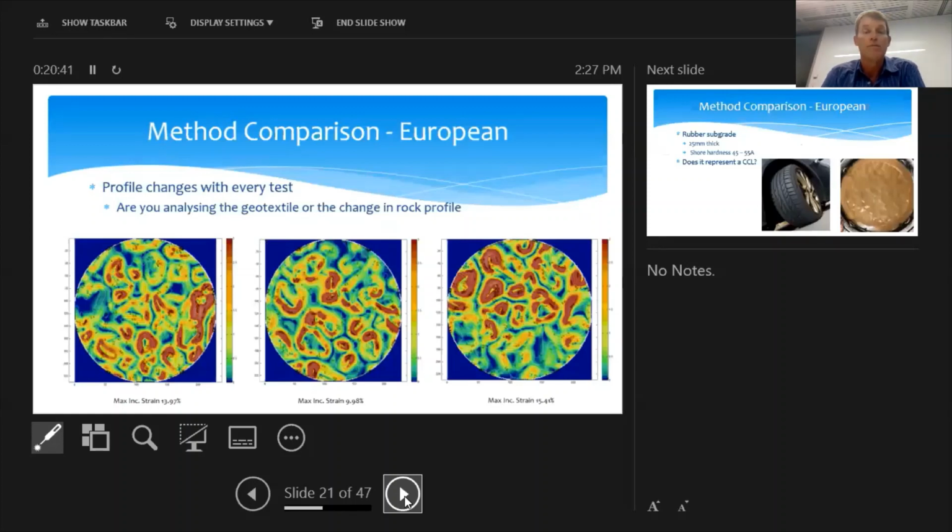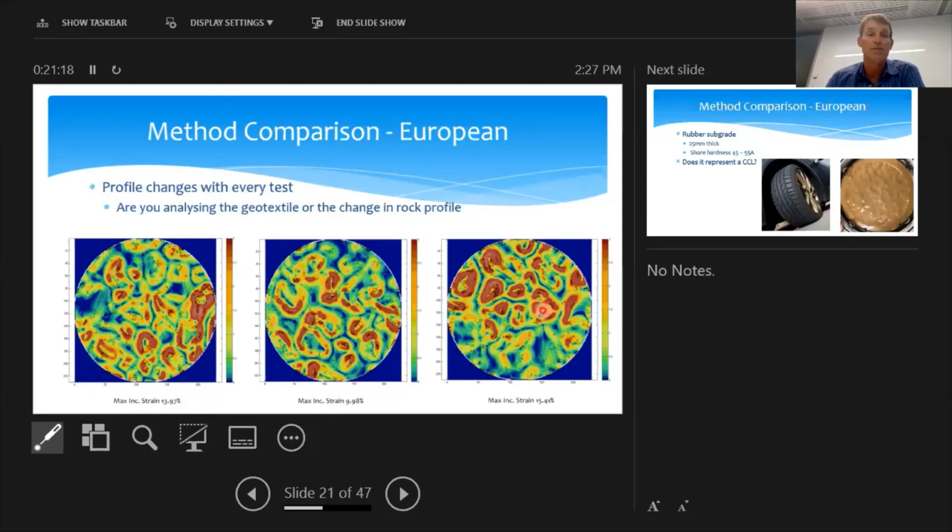This is an example of the same gravel tested 3 times using the British or the European standard. What you can see over here on the left is areas of relatively high strain and areas where there's limited strain on the geomembrane. When the analysis was carried out, strains were 13.97%. The middle one has a much better distribution of strains, with a maximum strain of 9.98.